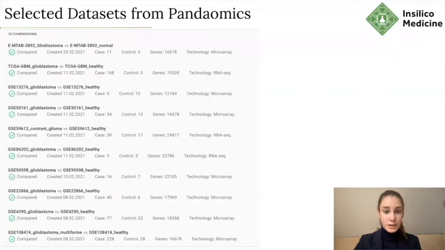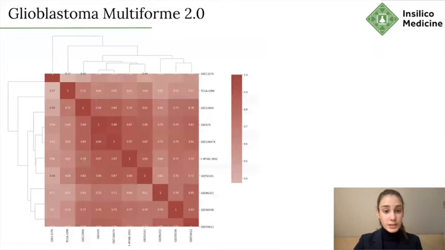The experimental design was cases against controls. Each study either had separate control patients or a healthy tissue sample and a diseased tissue sample from the same patient. Here's a heat map which demonstrates the analysis of correlations between our datasets in the glioblastoma project, and each square indicates the correlation in the total change in global gene expression profile between two compared datasets.